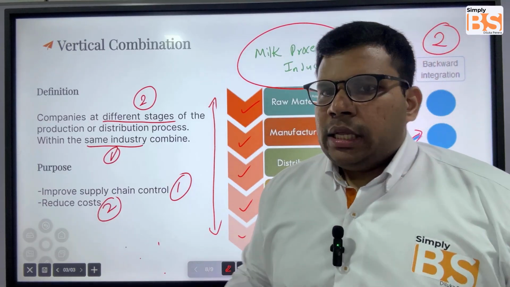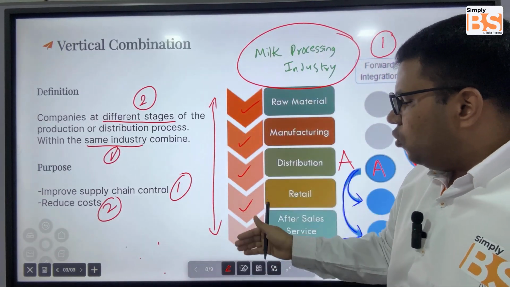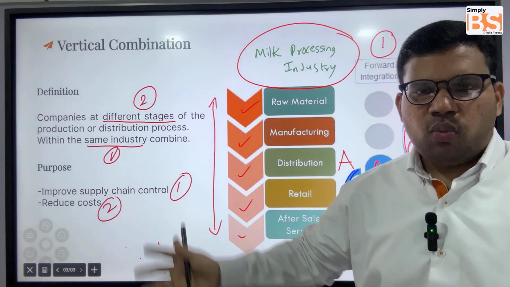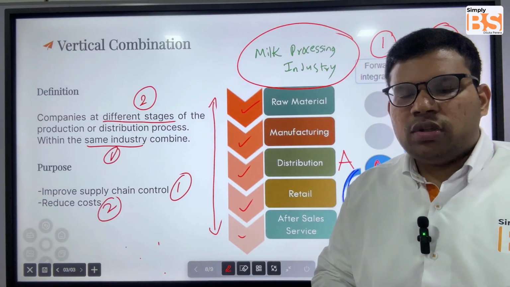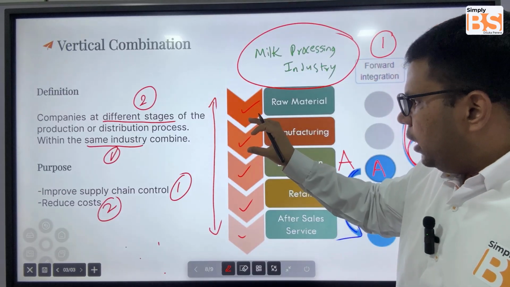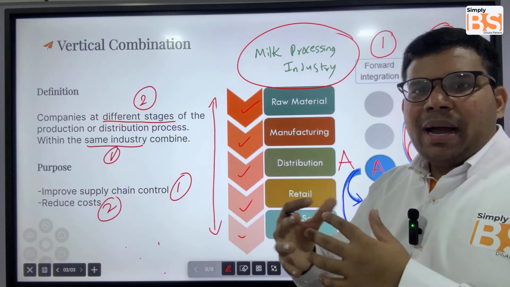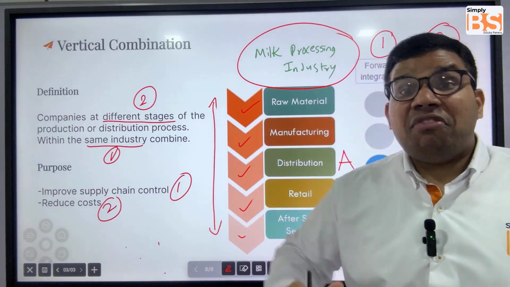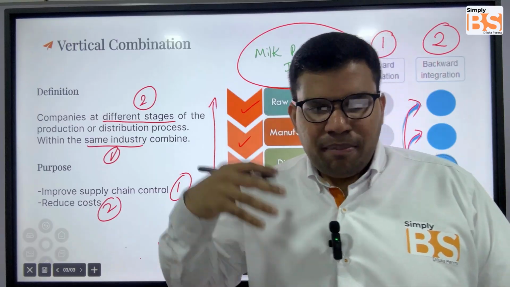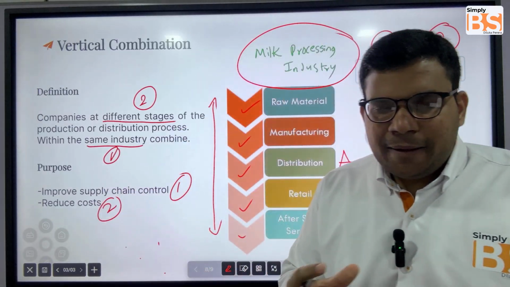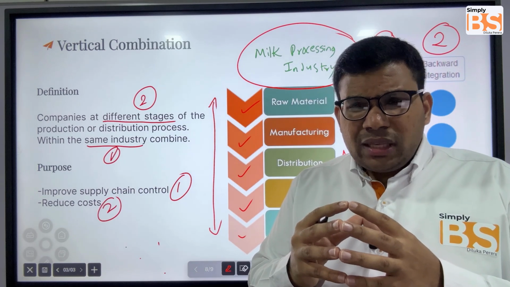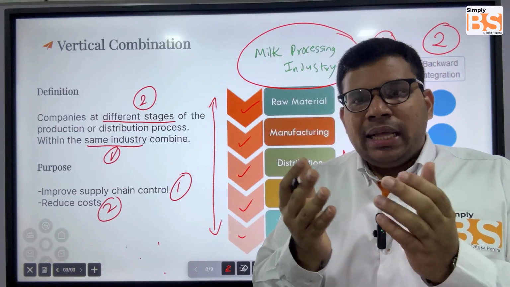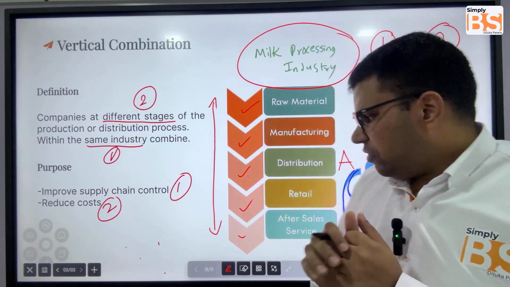Now, since you have control over the supply chain activities, up to some extent, not full autonomy or full control, companies combined together at different stages will reduce the existence of middlemen. When a middleman is there, sometimes these middlemen will also add their prices and margins, and that will increase the cost of the final product.